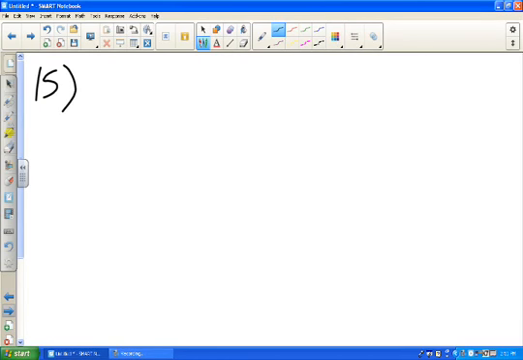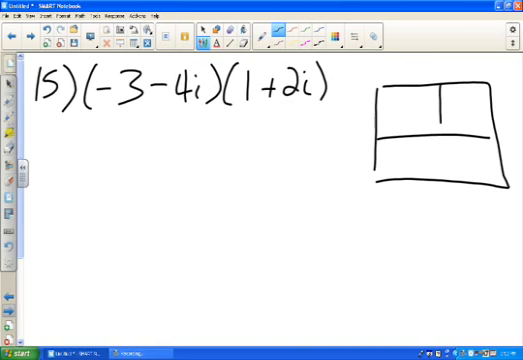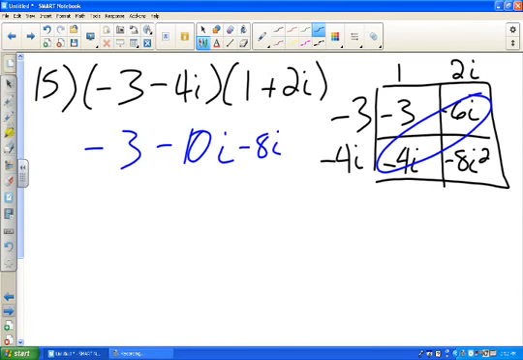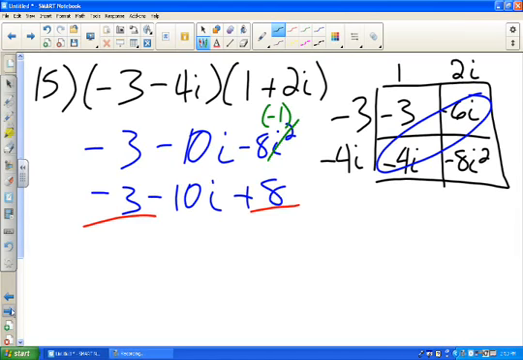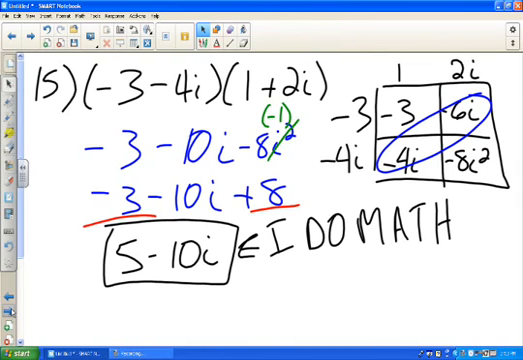Let's do another example. For problem number 15, we're going to be given two imaginary numbers. We're just going to distribute them through because we're finding the product. In this particular case, it's a little easier because we just have two like terms in the middle. We're going to substitute i squared with -1. When we combine all of the terms, we end up with 5 minus 10i.